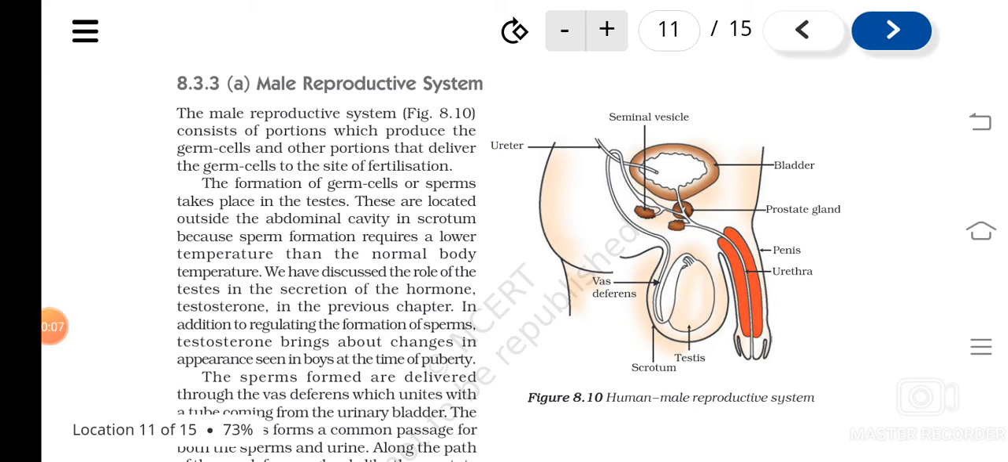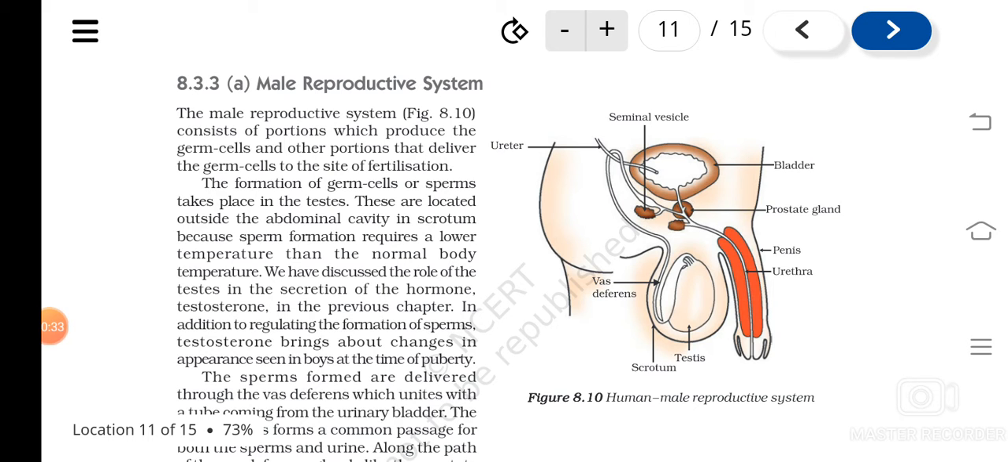So, we have studied various topics from how do organisms reproduce, and we have also seen the parts of the male reproductive system in the previous class. As you know, this chapter is not coming for the term 1 examination. After completing this chapter, I'll start the revision.